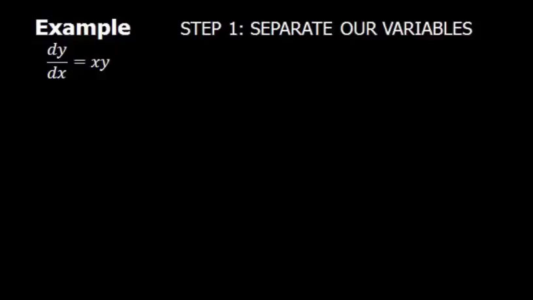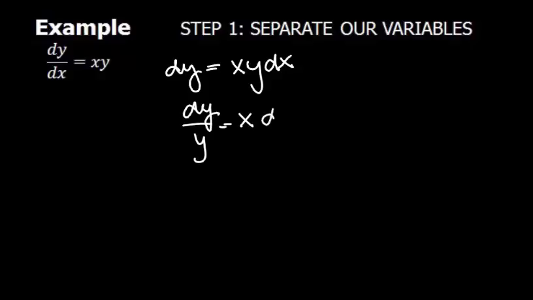Alright, so our first step is to separate our variables. What we can do is separate by multiplying dx over to the other side. So our first step would be dy equals xy dx, but then we have to move our y to the other side to get it along with the dy. So then you can divide by y, so you get dy over y equals x dx. And this can also be written as 1 over y dy equals x dx as well.